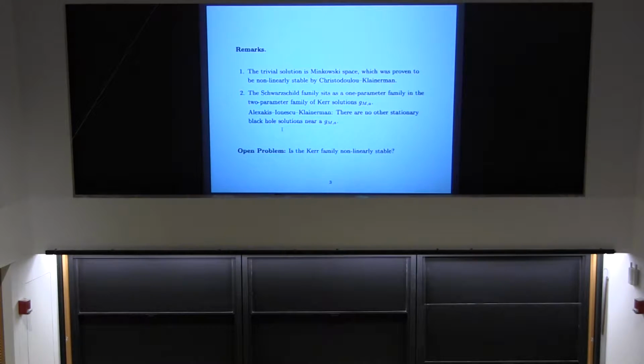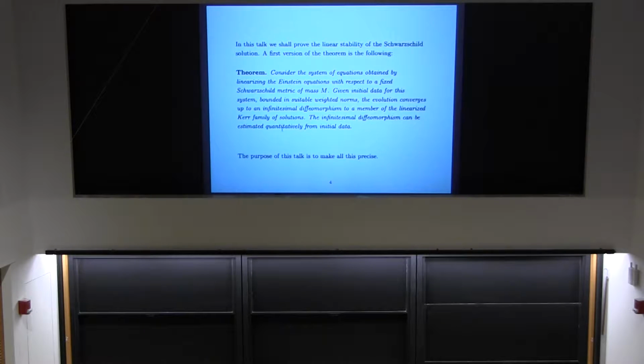So if you are a member of this family, then at least in the neighborhood, there are no other stationary solutions, only those which are in the family. So this result already emphasizes the central role that the Kerr solution plays, and of course the big open problem is to show the dynamical stability of the Kerr family. Okay, I'm not going to say too much about the nonlinear problem, only at one point later in the talk. So I want to go straight to the result and to the linear theory.